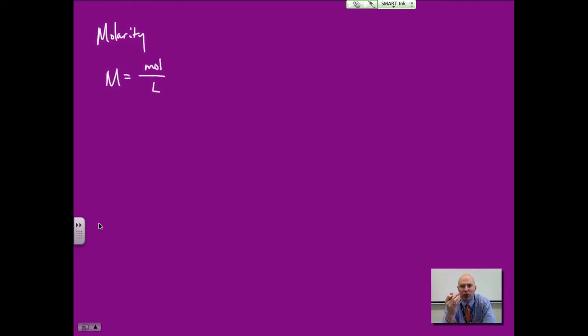Moles of solute per liter of solution. Molality is moles per kilogram. Moles of solute per kilogram of solvent. Okay, so those are your two formulas.